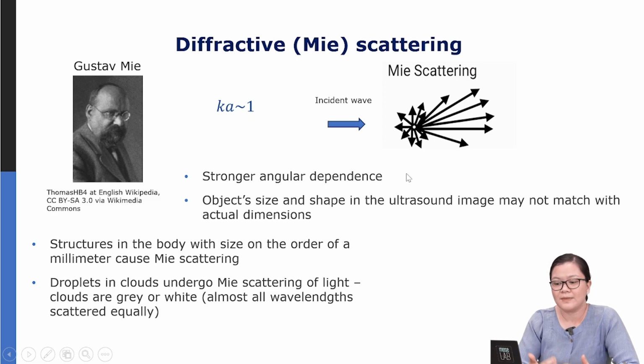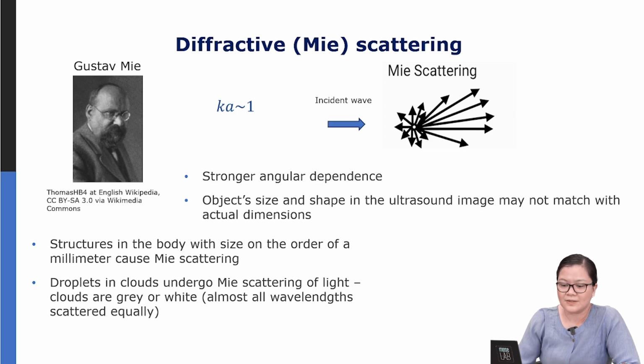When we talk about Mie scatterers, the object size and its shape in the ultrasound image may not match the actual dimensions that it has. For instance, if you view a Rayleigh scatterer, a point scatterer, then you will see the same shape in an ultrasound image. But for Mie scatterers, this directional dependence of scattering actually impacts what the object will look like in an ultrasound image. So structures in the body that have a size on the order of a wavelength, or on the order of millimeters, can cause Mie scattering.